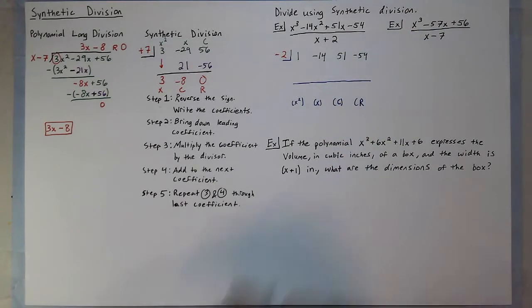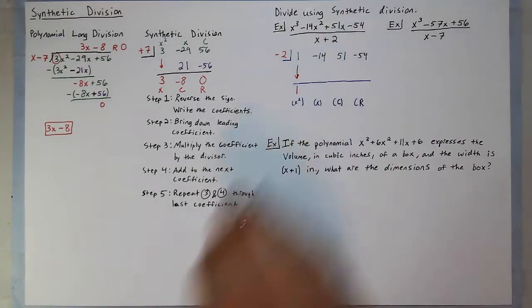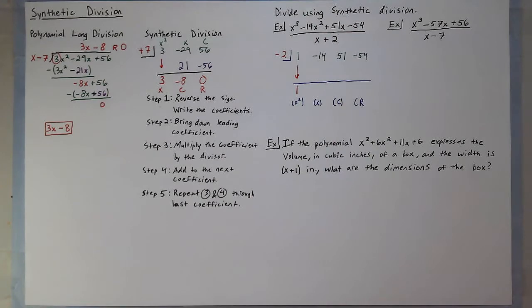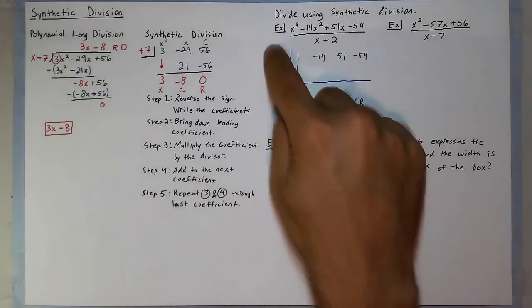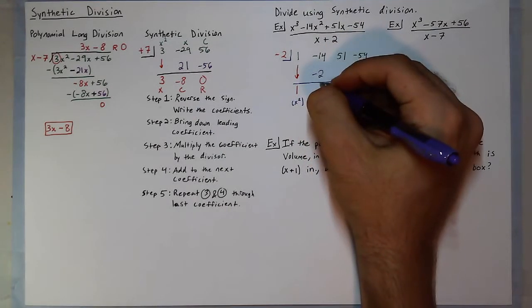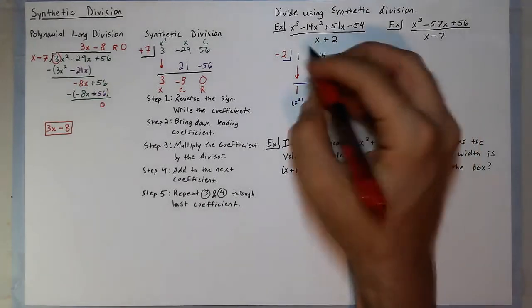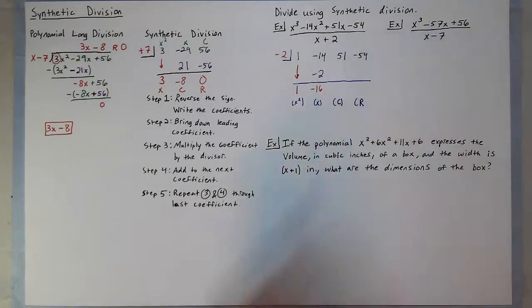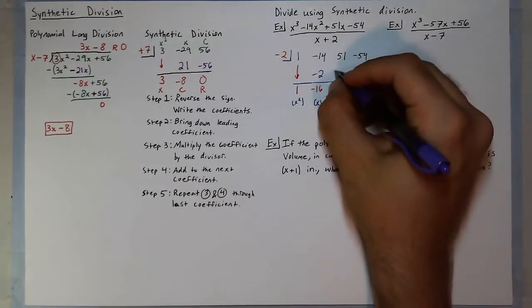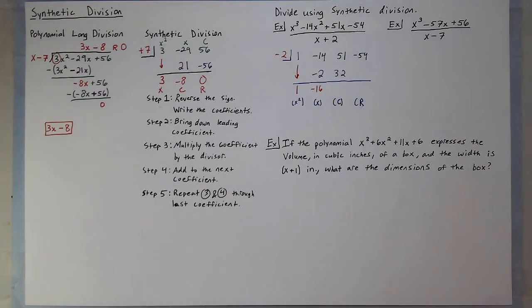So again, first I'm going to drop the first coefficient. So that's right now my final answer already has a 1x squared. And then I'm going to do -2 times 1, which gives me -2. Then I'll add straight down, giving me -16. Then negative 2 times negative 16 gives me positive 32. And then I'll do 51 plus 32, which will be 83.